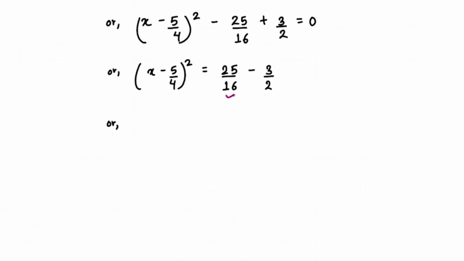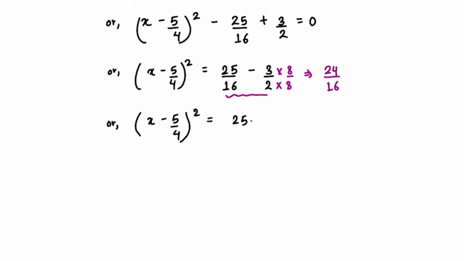Now to subtract these two fractions, we need to have a common denominator, but there is 2 and there is 16. The LCM of 16 and 2 is 16, so we need to make this 2 into 16. It's already 16 there. We can make this 16 by multiplying this by 8, and we have to multiply our numerator as well with 8. And we get 3 by 2 as 3 times 8 is 24 divided by 2 times 8 is 16. So we have x minus 5 by 4 whole square equals 25 by 16 minus 24 by 16, so we can just do that as 25 minus 24 by 16, which is our common denominator.